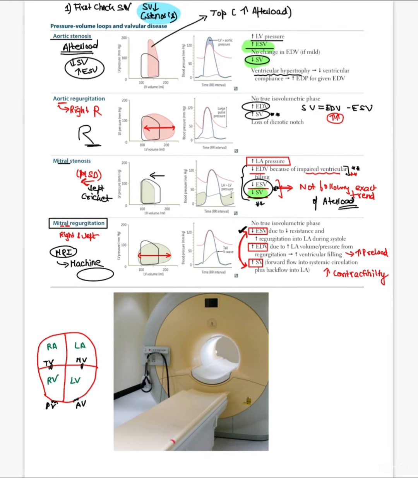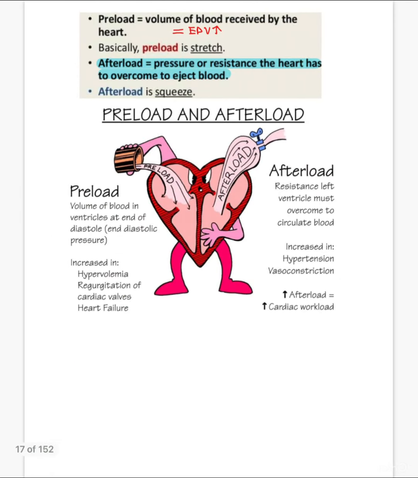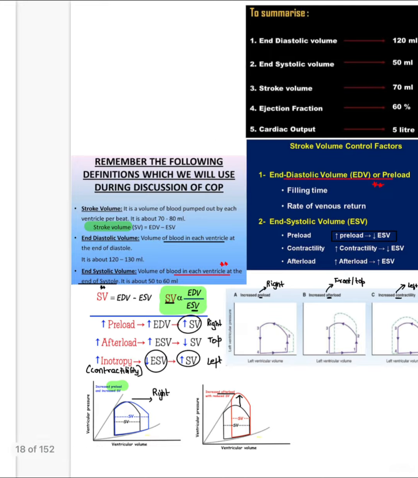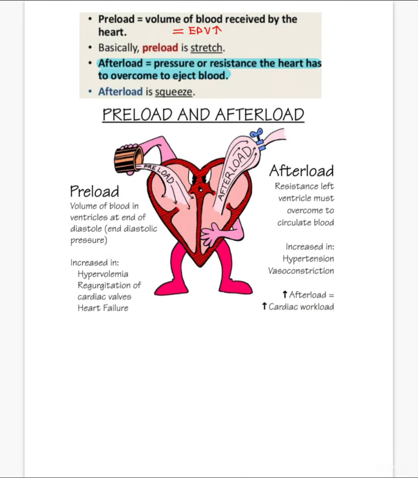Now see, these are the important pressure volume loops that you need to know, guys. This has been taken from First Aid, the pressure volume loop. Before reading that, first we'll read a bit about preload and afterload. First let's understand the concept, then we'll see how you can easily remember it. Preload is the volume of blood received by the heart. Basically this preload is your end diastolic volume, you need to know.